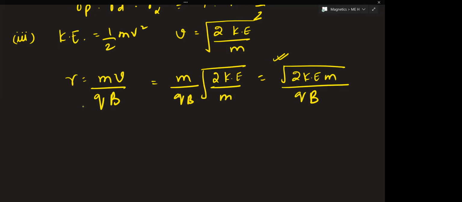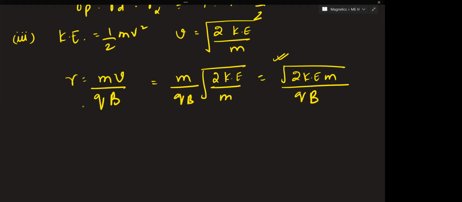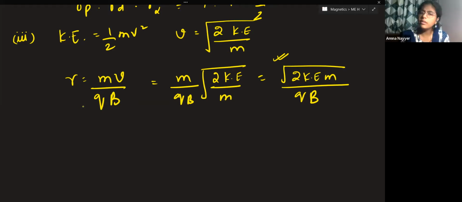Ma'am, can't we just substitute the normal half mv square formula? Where can we not substitute it? Like in the radii. In the radii only we are substituting. See, here you have half mv square. Earlier momentum was given, so what happened? We just found mv here, so we didn't need to change anything. So we just put it like that.